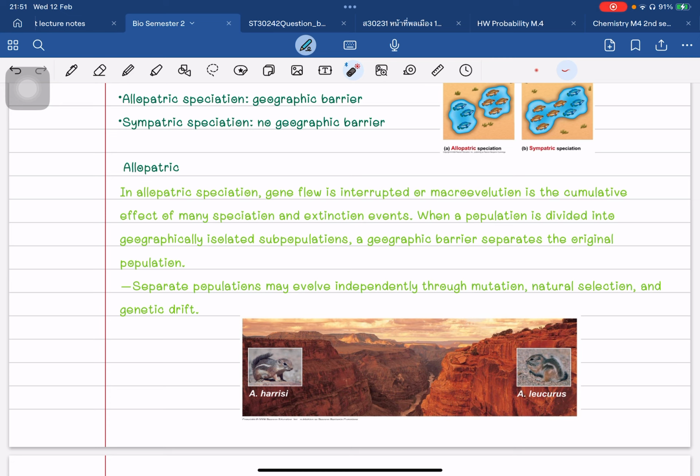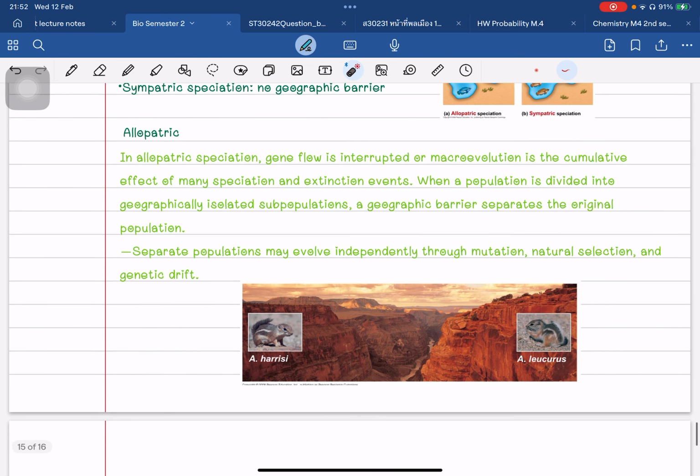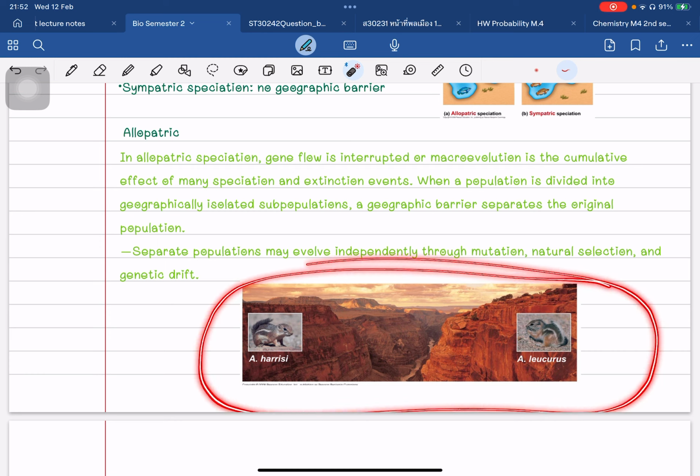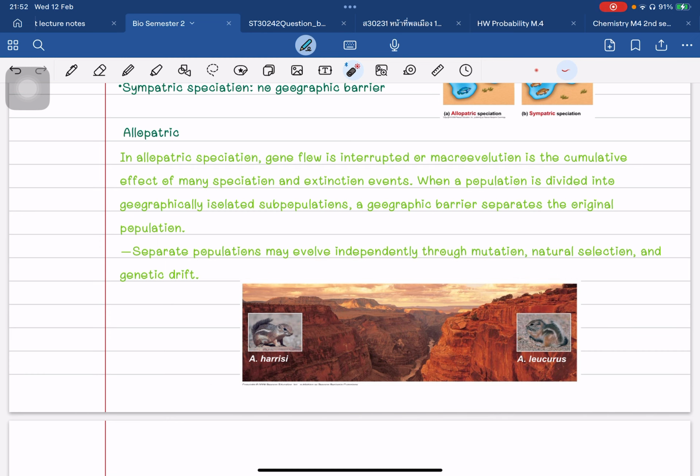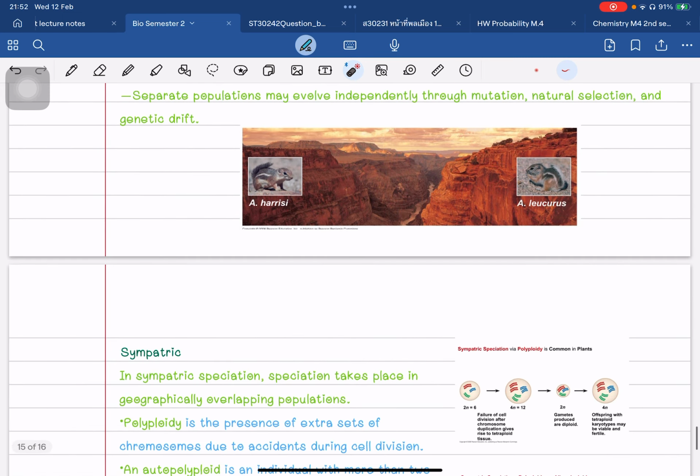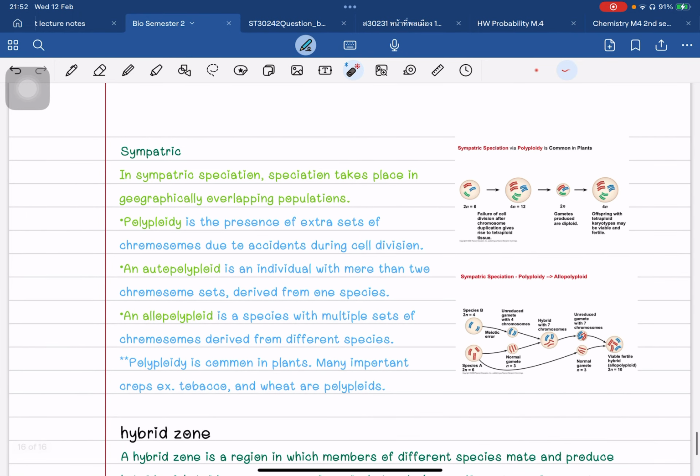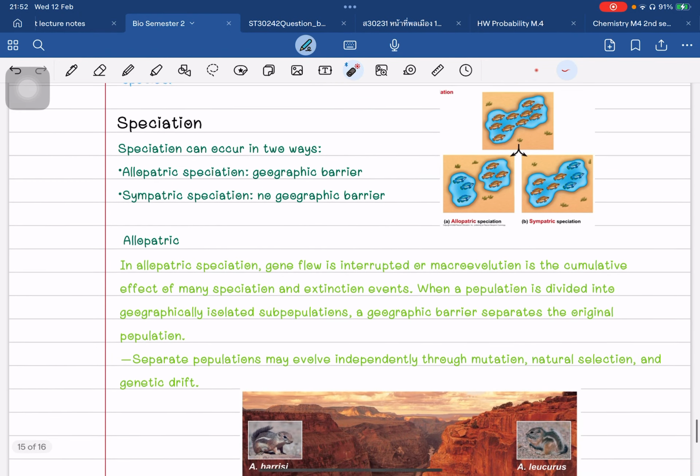When a population is divided into geographically isolated subpopulations, geographic barriers separate the original population. Separated populations may evolve independently through mutation, natural selection, and genetic drift. Like these examples, the ancestors used to be the same species, but when they get separated by nature, they become different species. As you can see, I have two types.